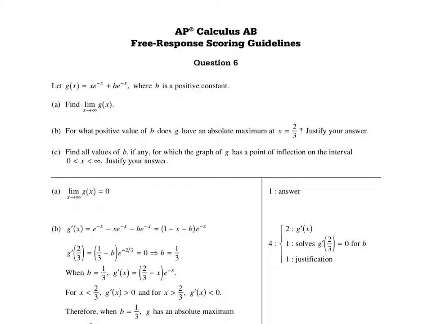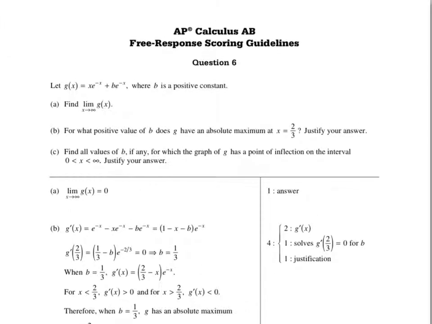Okay, question number 6 with no calculator. We are given this function g of x, which is x times e to the negative x plus b e to the negative x, where b is a positive constant, so we know b must be greater than 0. So now we must find the limit of g of x.